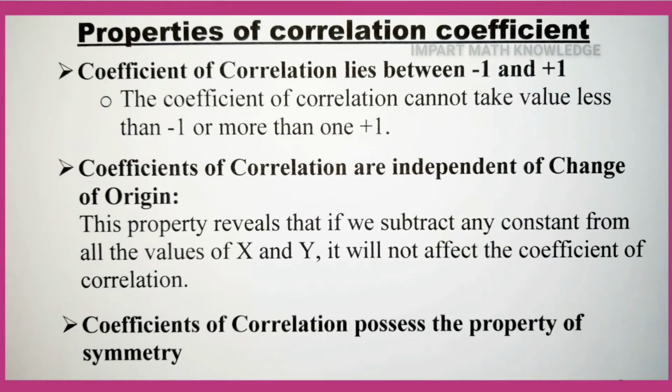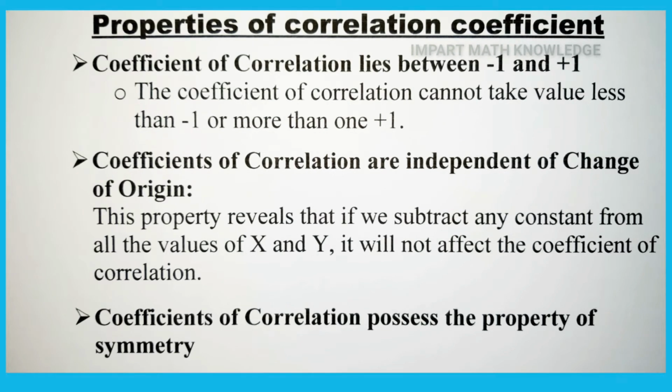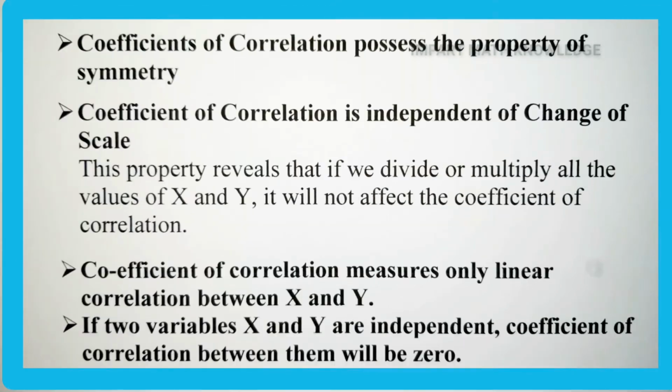Properties of correlation coefficient. Correlation coefficient is denoted by the symbol r. It always lies between -1 and +1. That is, the coefficient of correlation cannot take values less than -1 or more than +1. Coefficient of correlation is independent of change of origin. That is, if we subtract any constant from all the values of x and y, it will not affect the coefficient of correlation. Coefficient of correlation possesses the property of symmetry.